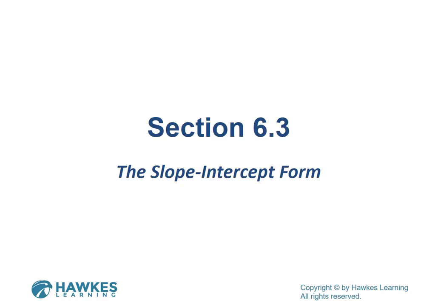Going on now to section 3 of chapter 6. And here they are officially opening the slope-intercept form. And just for review, it's y equals mx plus b, where the m is going to be the slope, and the b, as we've mentioned, is the y-intercept.